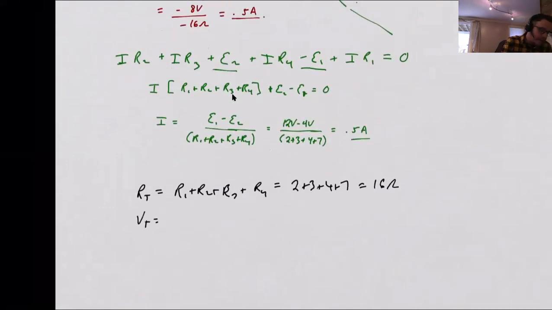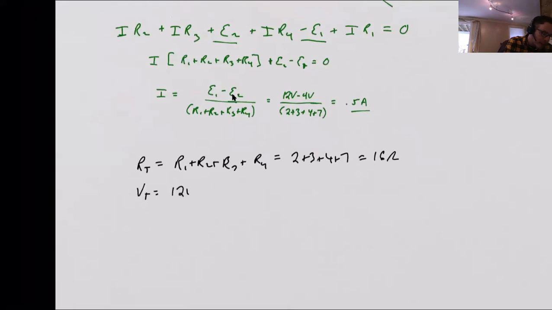Our V total is going to be our 12 volts, but now the 2 batteries are opposing one another. One is connected with its terminals one way, one is connected with its terminals the other way. So either way, they have to differ. So it's 12 volts minus 4 volts, which again is going to be our 8 volts.